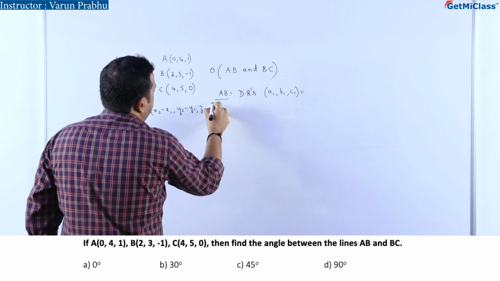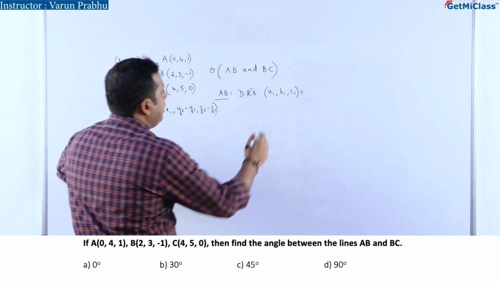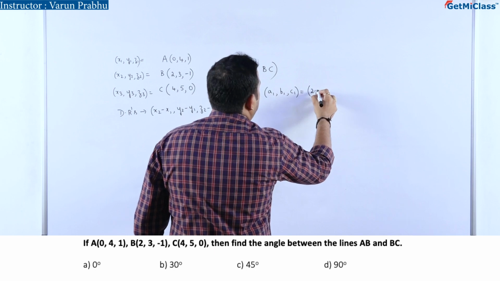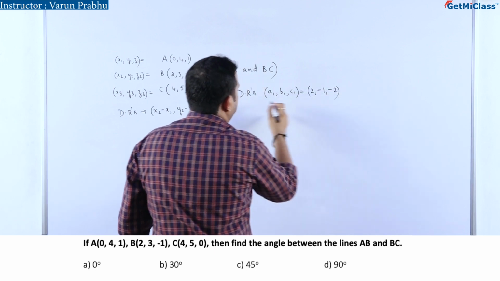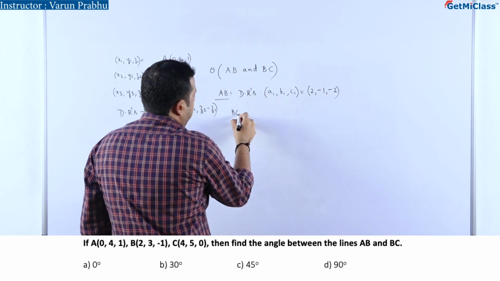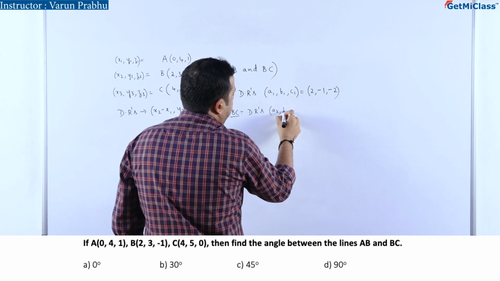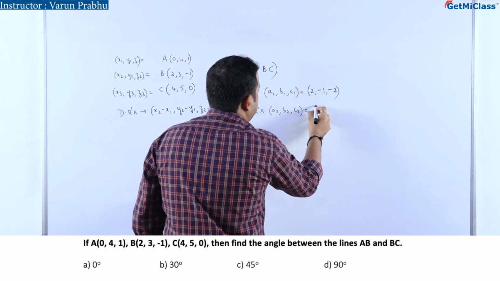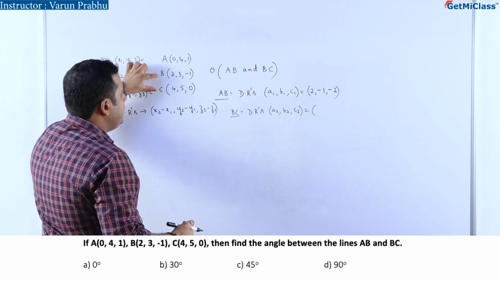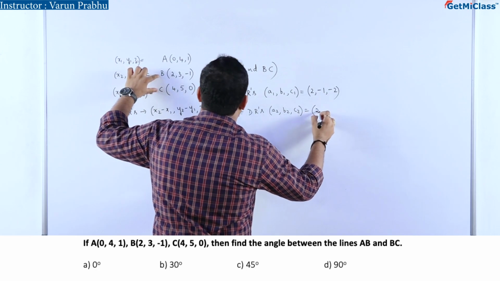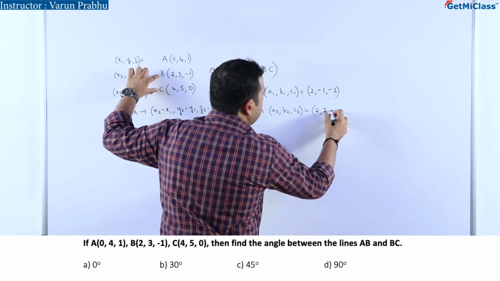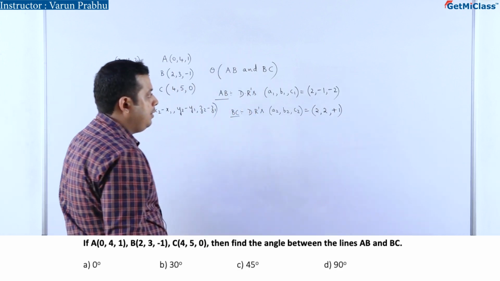Z2 minus Z1. So, can you tell me what this is? 2 minus 0 will be equal to 2, 3 minus 4 is minus 1, minus 2. And the direction ratios of BC, A2, B2, C2, will be how much? That is equal to 4 minus 2 will be 2, 5 minus 3 will be 2 and 0 minus of minus 1 will be plus 1. Is that right?